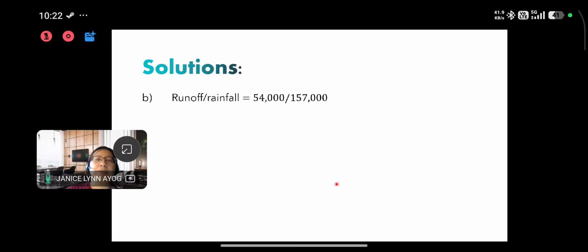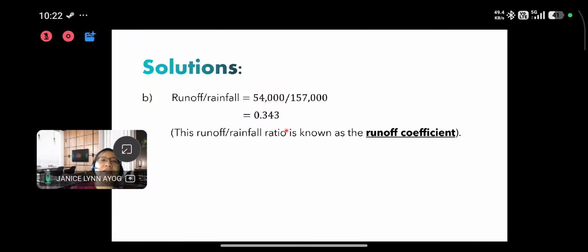It's quite simple. Basically, it only wants the ratio between runoff and rainfall, which is 54,000 divided by 157,000, which is 0.343. So basically this runoff rainfall ratio is known as the runoff coefficient. So hence ends our chapter 1.